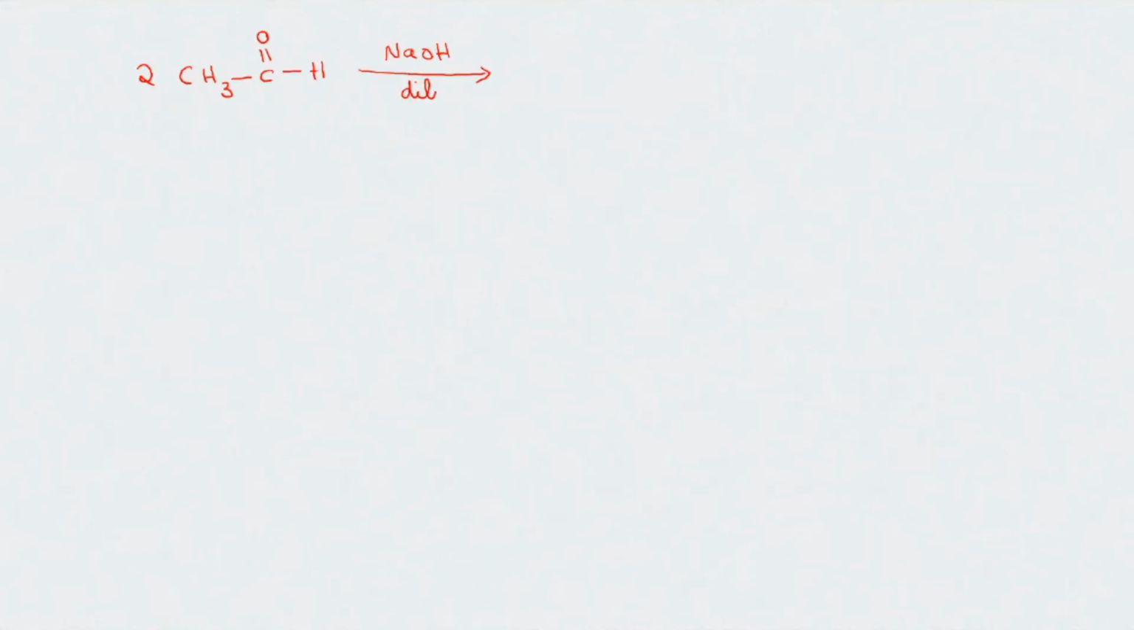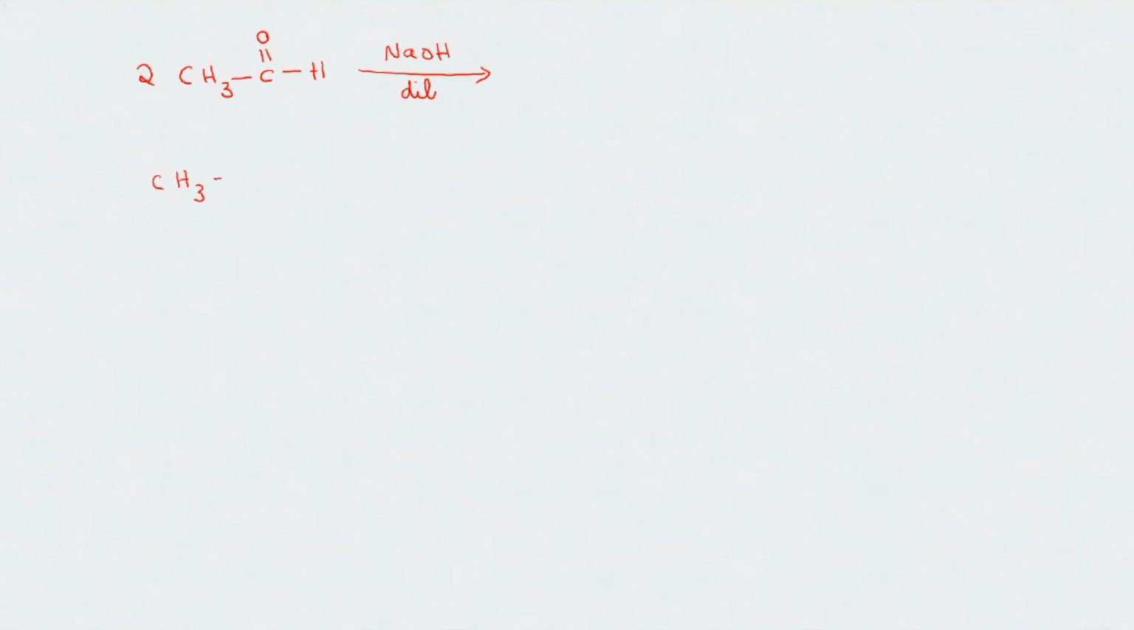See this one. For your exam, you will be getting questions like this: 2 molecules of acetaldehyde in presence of dilute alkali. Predict the product of the reaction. So you don't want to write the entire mechanism. They are asking only the product of the reaction. So how to predict it easily without writing the entire mechanism? You write along with me.